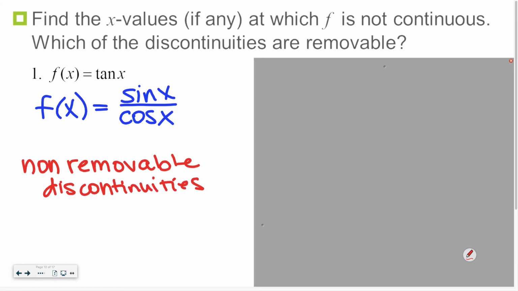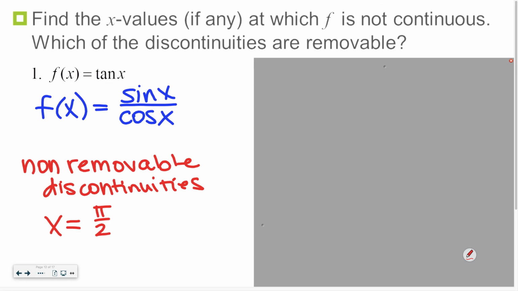Oh, I do not like writing that word. At x equals, where's cosine 0? Say cosine of 0 equals 1. Well, where's the cosine equal to 0? Pi over 2, 3 pi over 2, and 5 pi over 2, and 7 pi over 2, right? All of those.